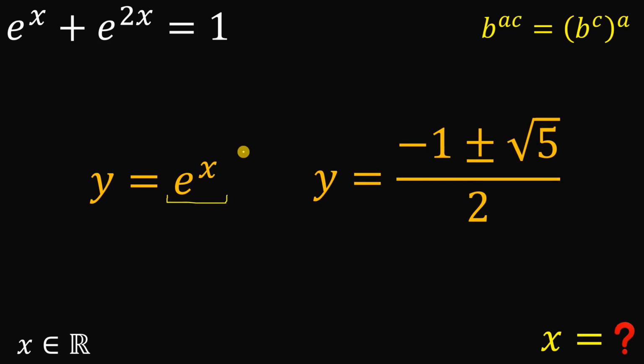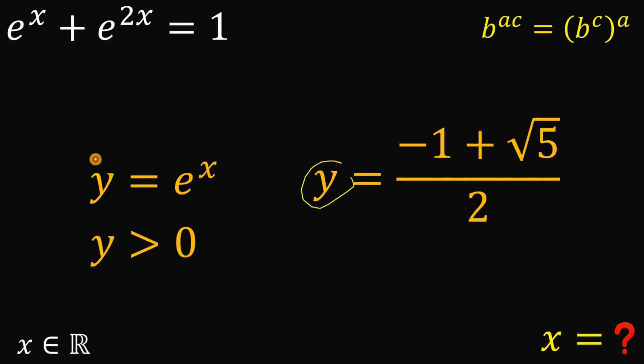And this e raised to the power of x must be greater than 0. So the graph of this, if we have a Cartesian plane like this, must look something like this. It doesn't touch the x-axis, or simply, y cannot be equal to 0. So y must be greater than 0. Therefore, y cannot be negative 1 minus the square root of 5, divided by 2. Therefore, the only possible value of y must be equal to negative 1 plus the square root of 5, all over 2.